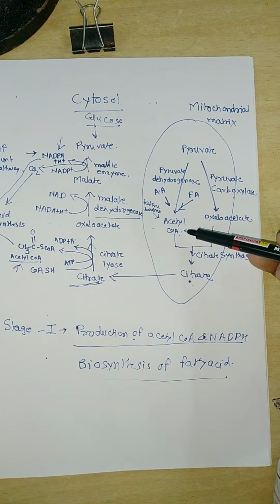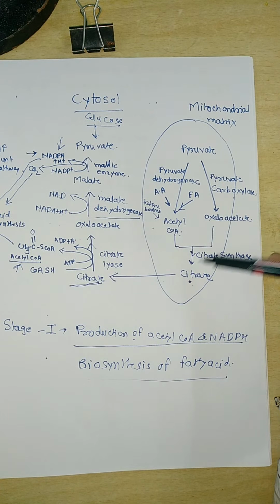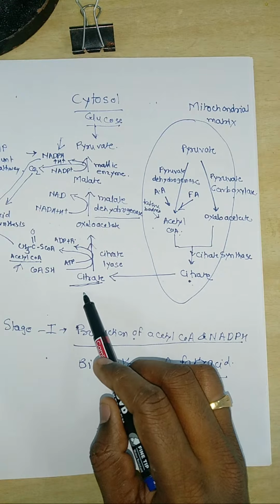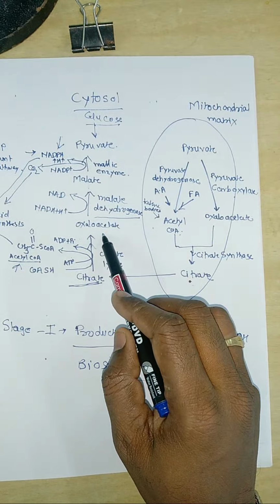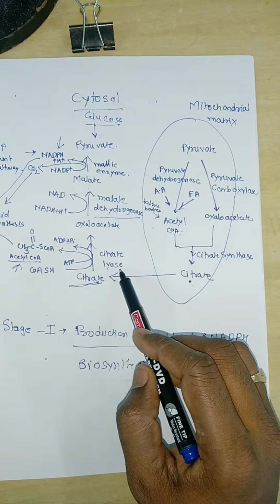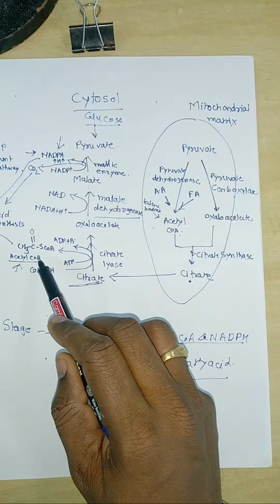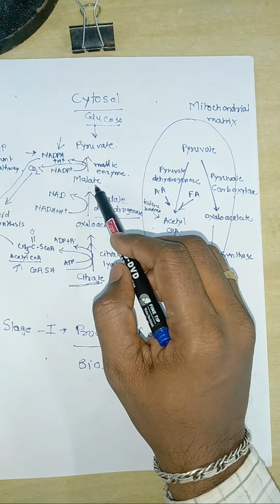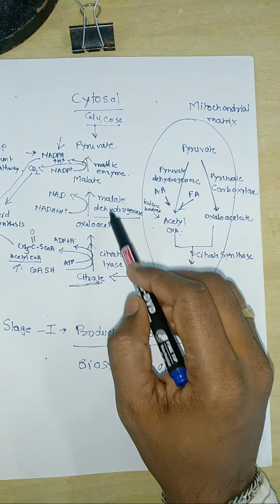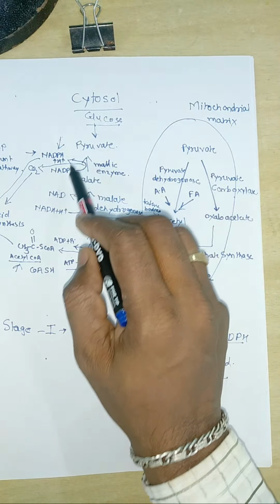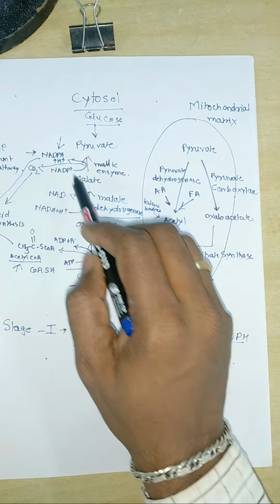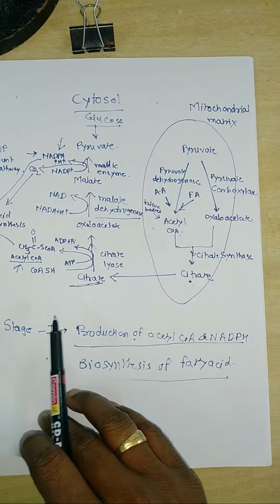So here the acetyl CoA and oxaloacetate together form citrate in the presence of citrate synthase. This citrate goes outside into the cytosol and is converted again to oxaloacetate in the presence of citrate lyase, and acetyl CoA is formed for the fatty acid. Now this oxaloacetate is further converted to malate in the presence of malate dehydrogenase, and this malate is converted to pyruvate in the presence of malic enzyme. NADPH is formed from NADP, and CO2 is formed, which is utilized.